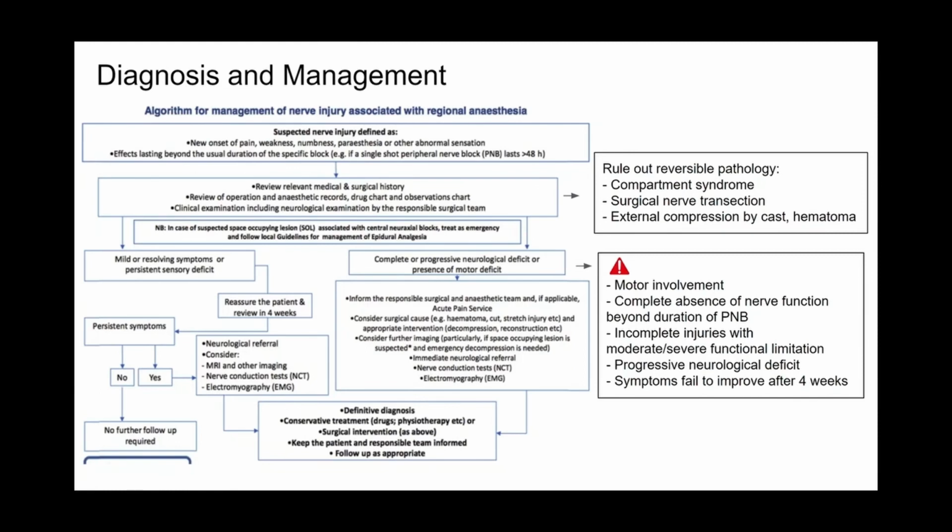On another part of this algorithm, if in our assessment we find that the patient has any motor involvement, any progressive neurological deficit, or if there is a complete absence of nerve function beyond the duration of peripheral nerve blockade, or incomplete injuries with moderate to severe functional limitations, then this patient will have to be referred to the neuromedical team or the neuro team to further work up for nerve injury.